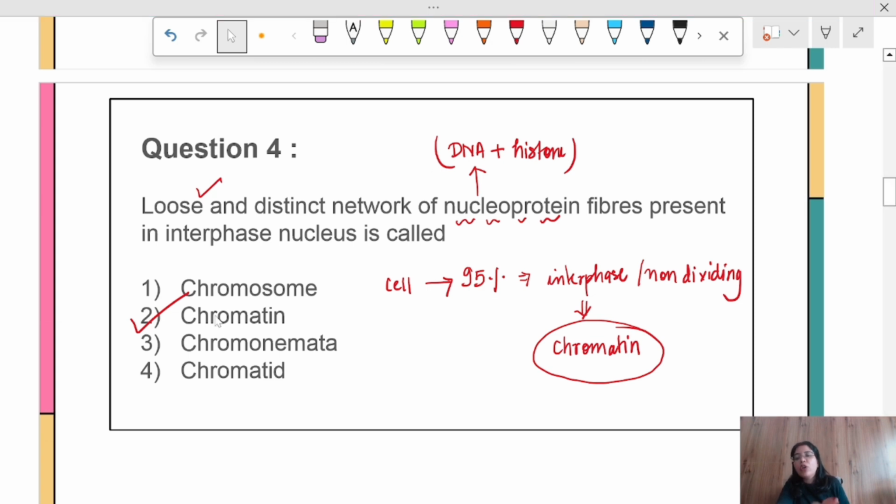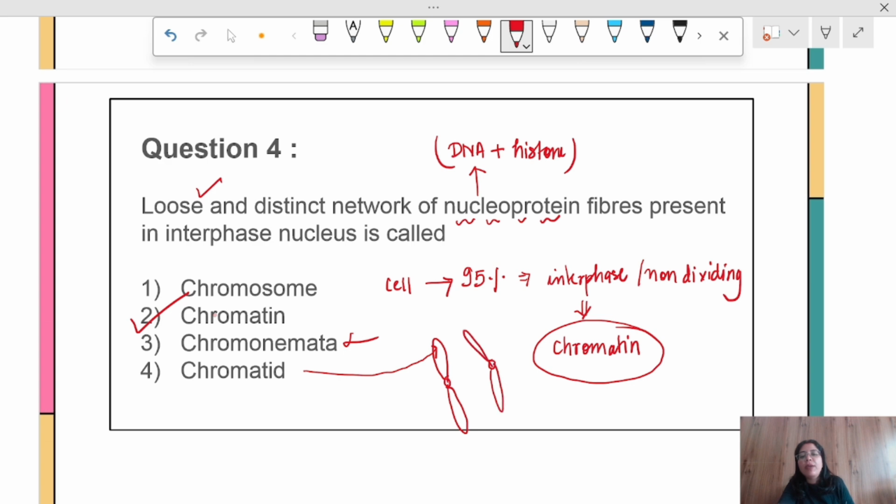Rest all, chromonemata, is not at all mentioned in NCERT. Chromatid is a particular single structure, this structure is called chromatid. This is a monad chromosome. If I make a duplicated chromosome, it will be like this. These are two chromatids but one chromosome. This is a single chromatid but one chromosome, right?